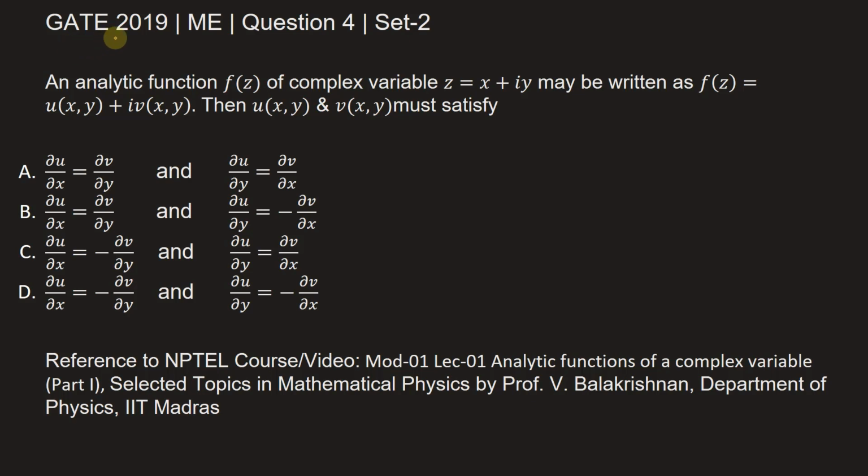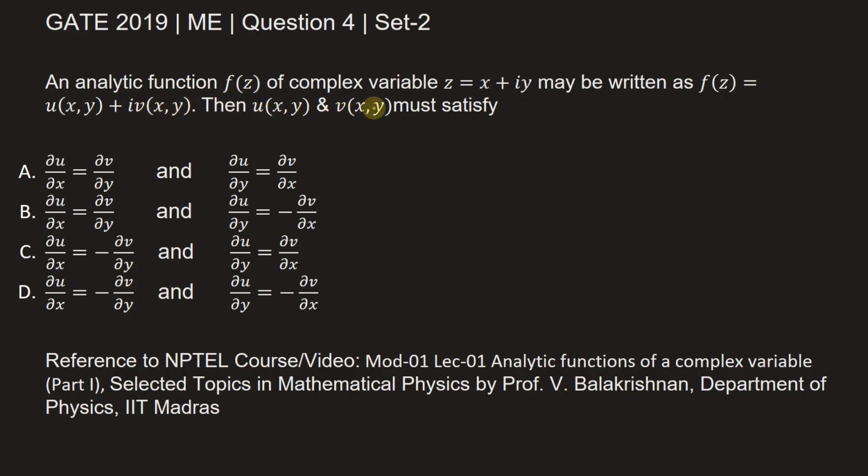This question is from GATE Mechanical Engineering of 2019. This is question number 4 of set 2. The question is, an analytic function f of z of complex variable z equal to x plus iota y may be written as f of z is equal to u(x, y) plus iota v(x, y).